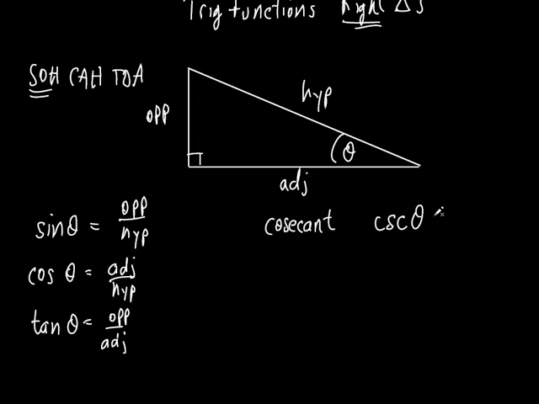Now, it's the inverse of the sine. So when I take the inverse of this fraction, what am I doing? I'm just doing what to it? Just flipping it, right? So what would the cosecant be?